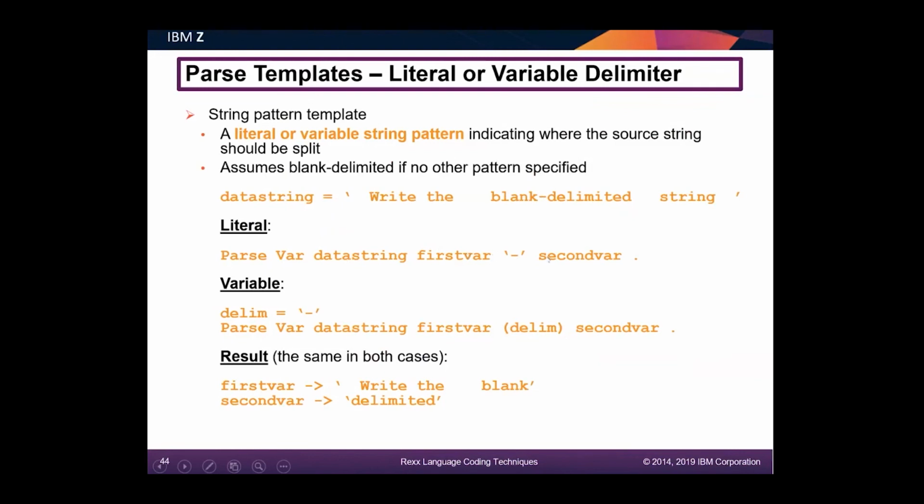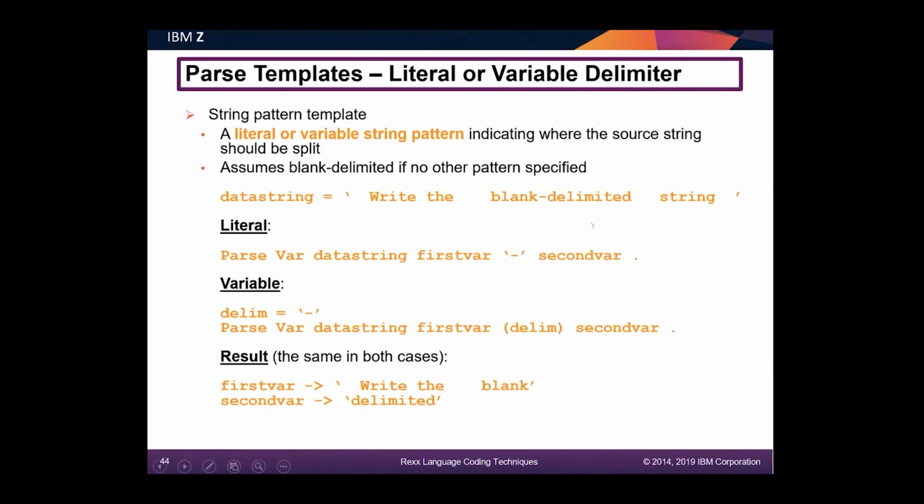Everything that's after the dash starts going into second var, but now look, I have a dot here. So now this is blank delimiting between second var and the dot. What that means is first var gets 'right the blank,' everything before the dash, with all the extra spaces in because I'm not blank delimiting. And second var just gets the word 'delimited' because it's the first word after the dash, and then we do blank delimiting here, and we throw away the word 'string' and all the extra blanks.